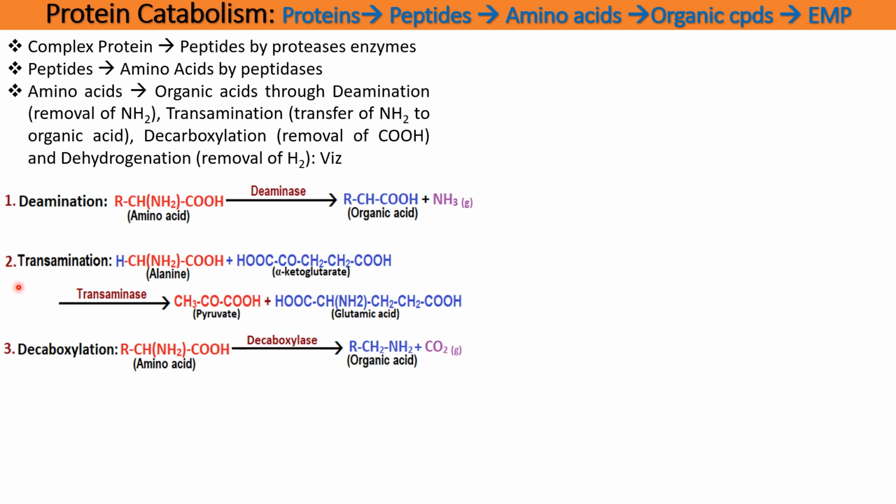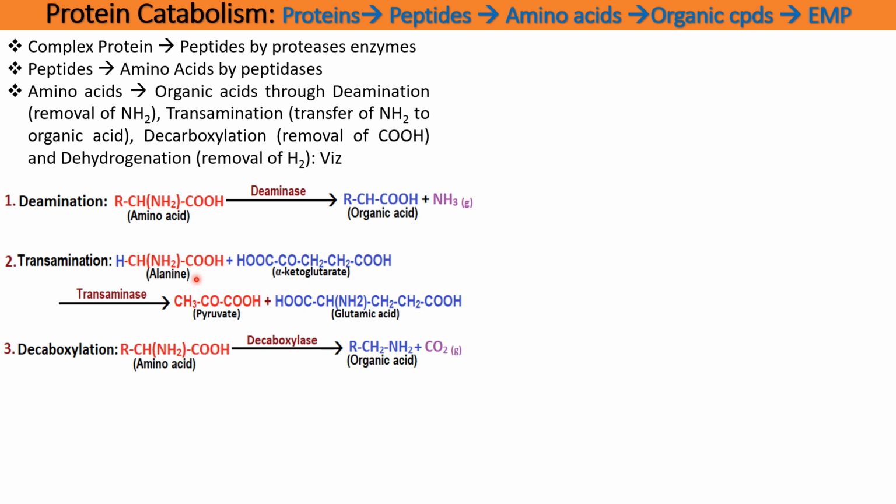And the second example, we have a transamination reaction, in which we have the amino acid alanine containing an amino group, in which the amino group in alanine is being transferred to alpha ketoglutarate, which is an organic acid, by the transaminase enzyme, leading to the formation of pyruvate.